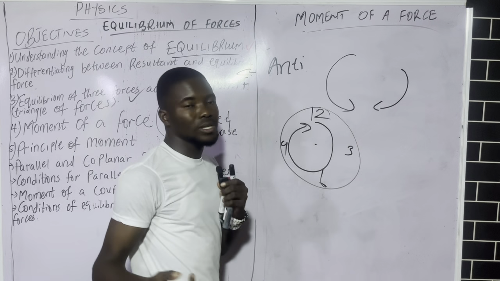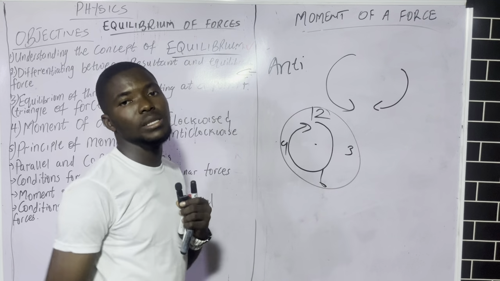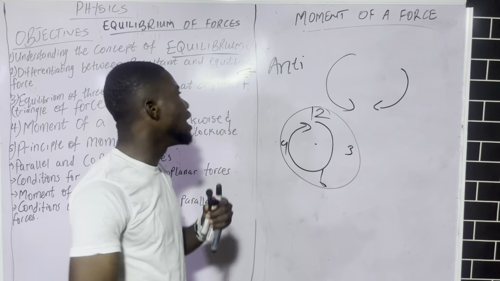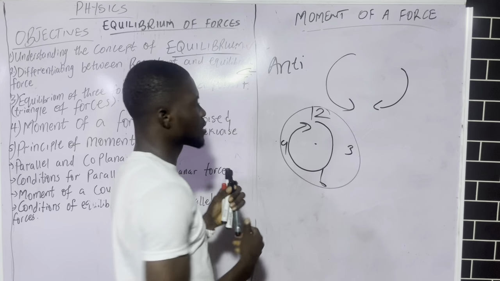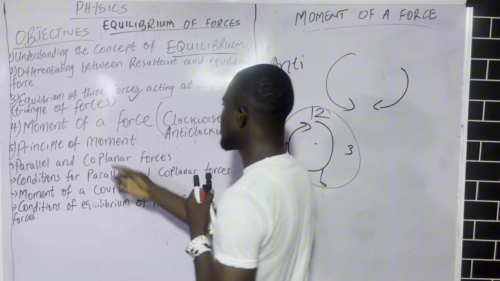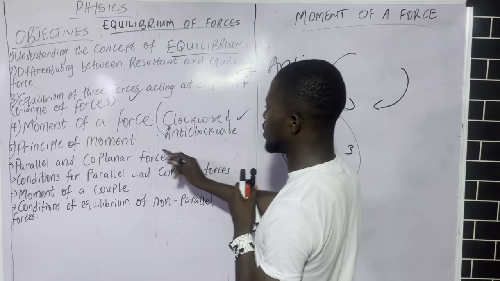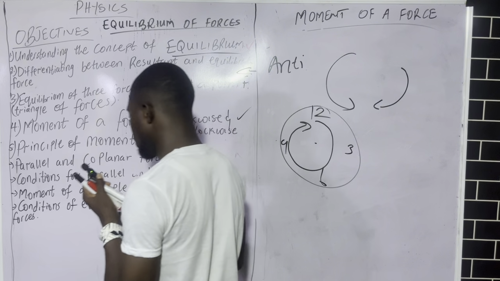So the movement of a force in the clockwise direction is called the clockwise movement, and in the anti-clockwise direction is called the anti-clockwise movement. So let's look at other things. The principle of movement. Now I want to talk about the principle of movement. What is the principle of movement? What does this principle state?